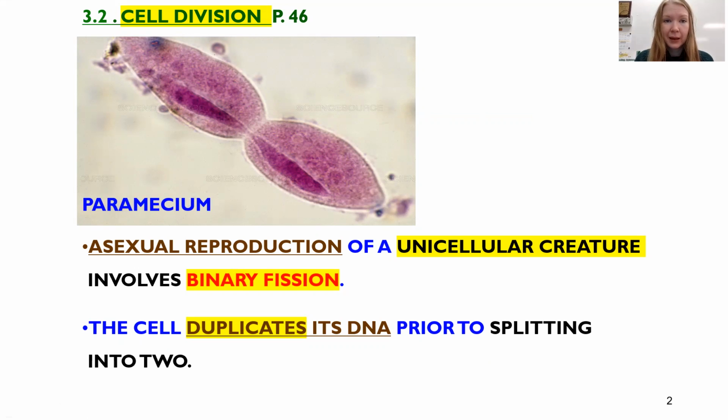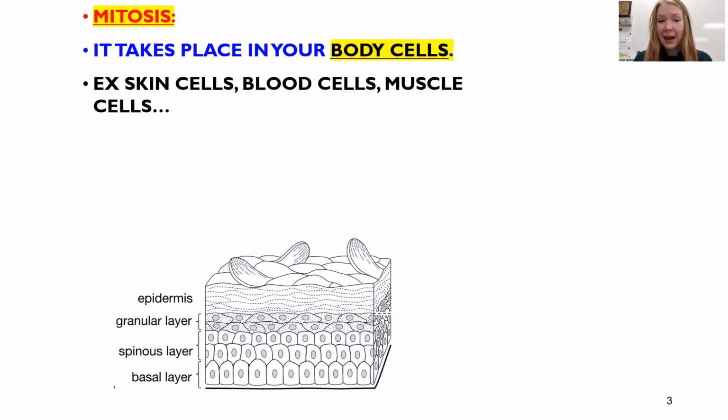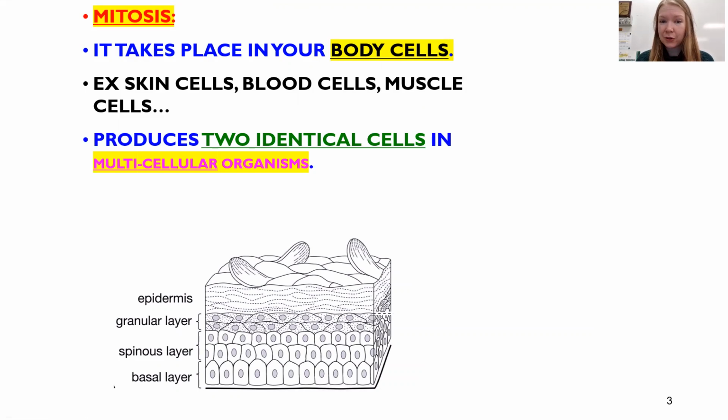With multicellular organisms, though, it's a little bit different. Multicellular organisms use a process called mitosis. It's similar in the fact that the parent and daughter cells are the same, but it takes place in a multicellular organism, okay? So it takes place in your body cells. This includes your skin cells, your blood cells, your muscle cells, and it produces two identical cells. The only difference is that it's in a multicellular organism.